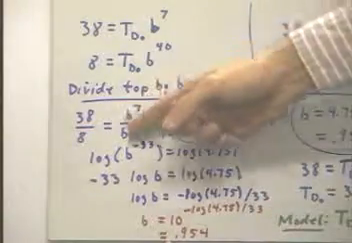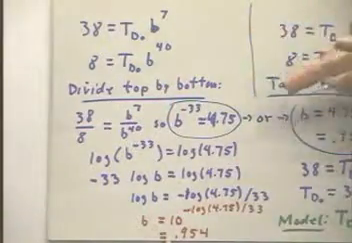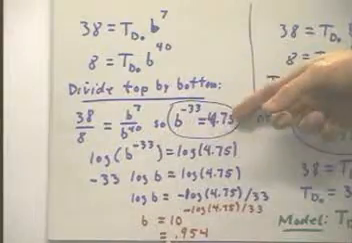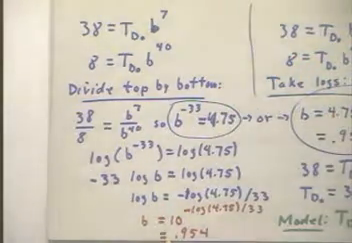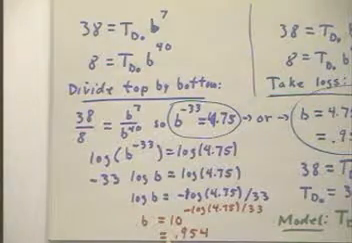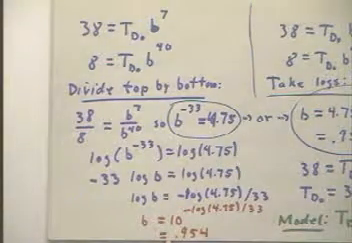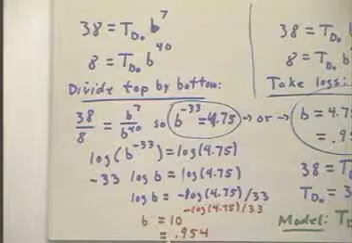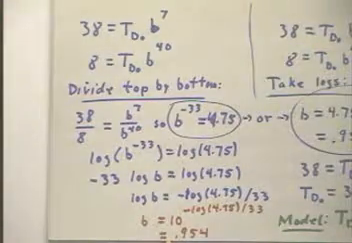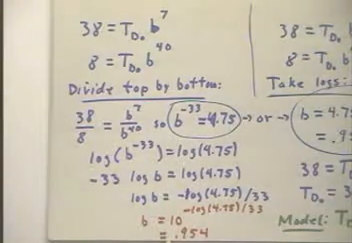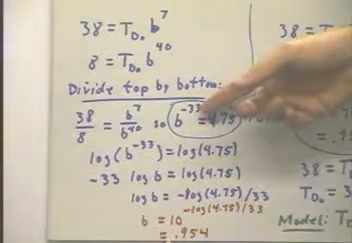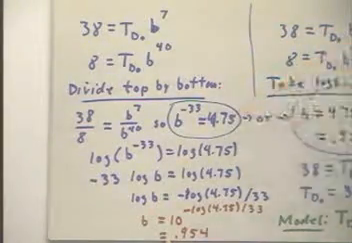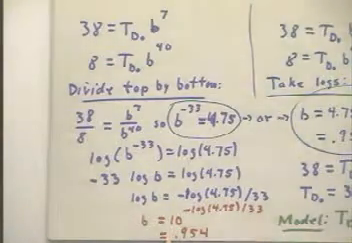And of course b to the 7th over b to the 40th is b to the negative 33. 38 divided by 8 is 4.75. We end up with b to the negative 33 equals 4.75. Now how are we going to solve this? Well, perhaps the most direct way is to take the negative 1/33rd root of both sides, or the negative 1/33rd power. Take each side to the negative 1/33rd power, and we're going to very quickly get a solution.